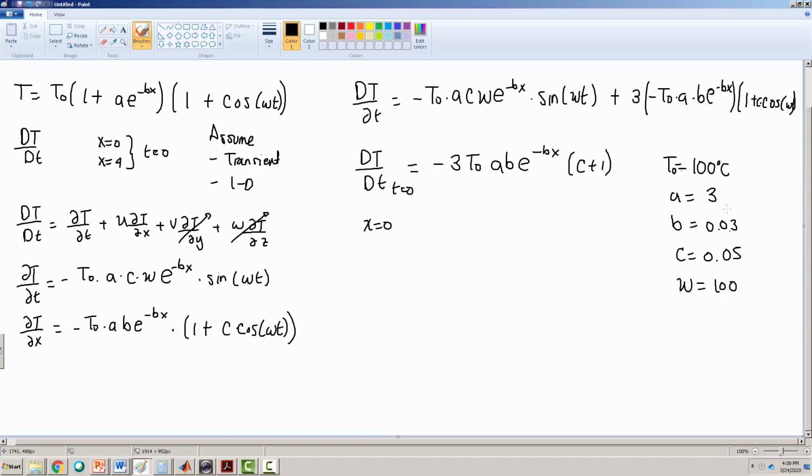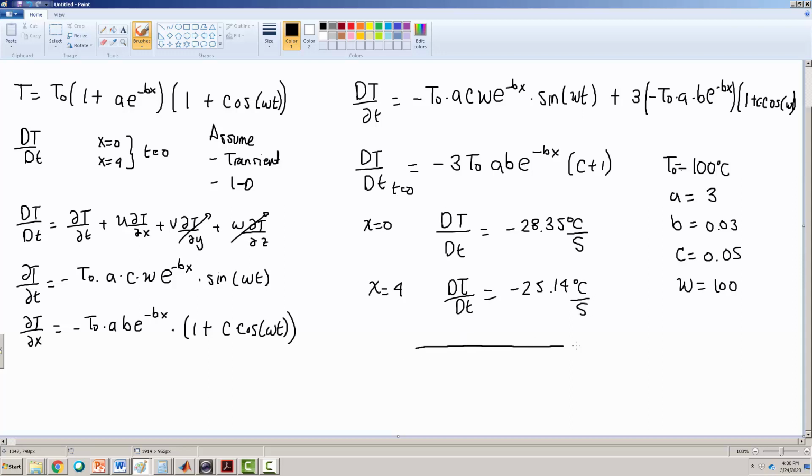So at x equal to 0, if we substitute all these values, DT/Dt gives you minus 28.35 Celsius per second. And if we do the same process at x equal to 4, DT/Dt is equal to minus 25.14 Celsius per second. So what that means is this.